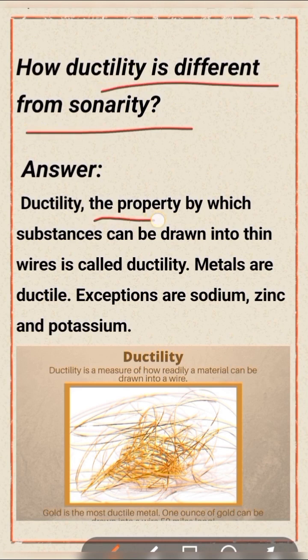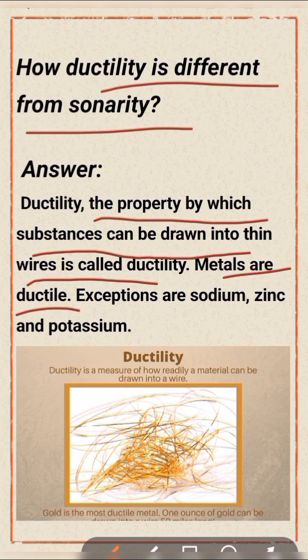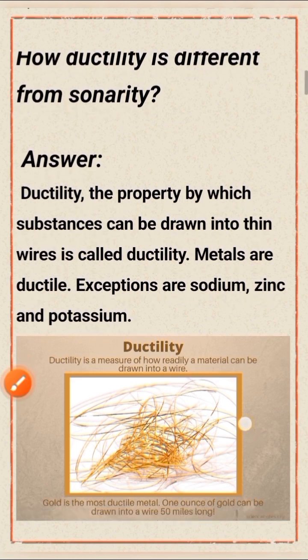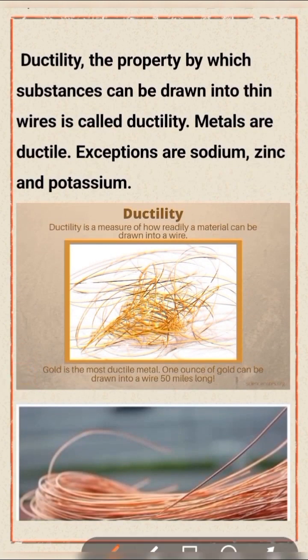How does ductility differ from sonority? Ductility is the property by which a substance can be drawn into thin wire. Metals are ductile, for example sodium, zinc, and potassium. Show the picture of some properties of ductility. Gold is the most ductile metal.